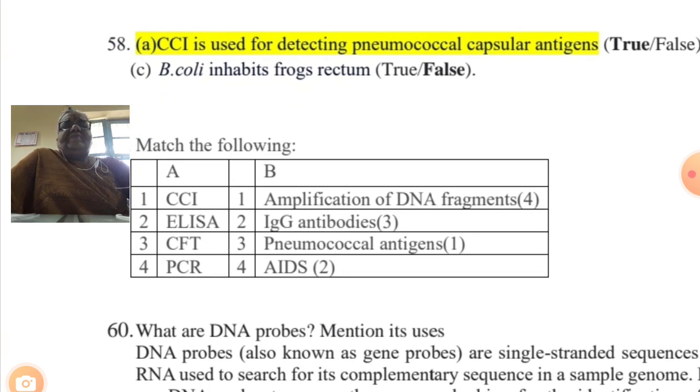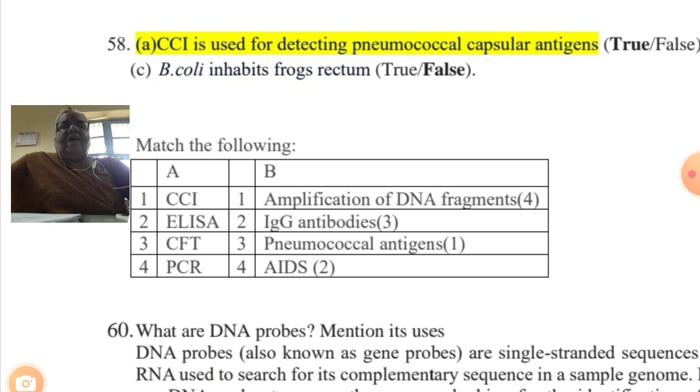58A, CCI, that is countercurrent immunoelectrophoresis, is used for detecting pneumococcal capsular antigens. We have studied this and the answer is true. And 58B, it should have been B, sorry for the typographical error, B. coli, that is Balantidium coli, inhabits frog's rectum.